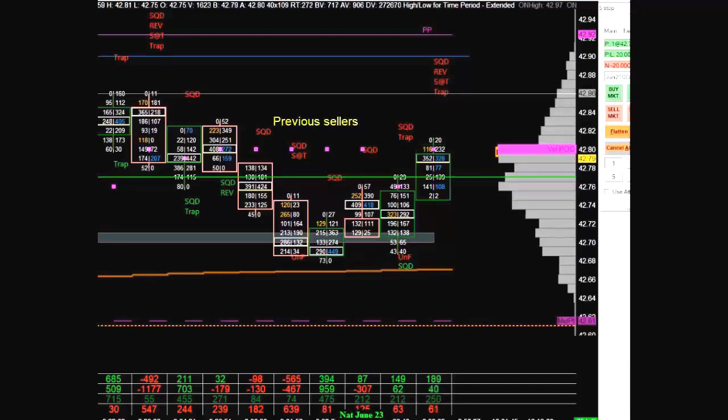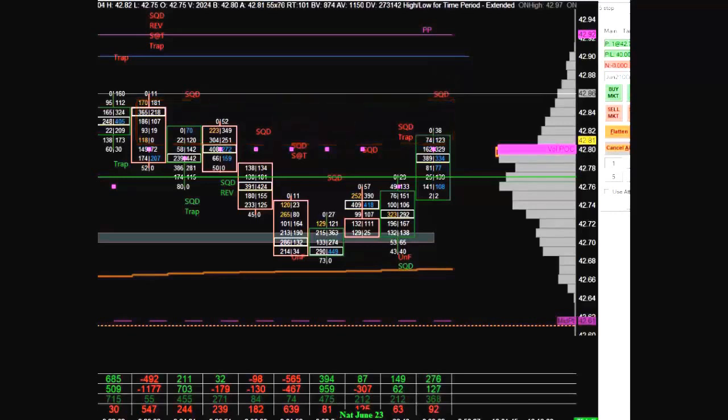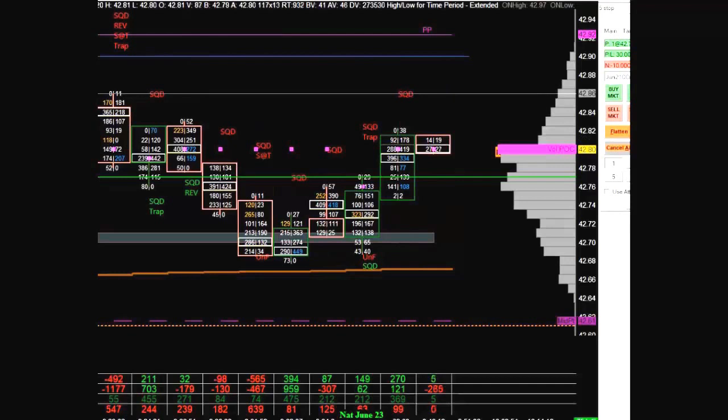Now we're sitting at the volume point of control, which would be your first target or your first risk level. That's where you want to make your adjustments in your stops, moving your finger over to the close button. But you're also looking to see who's going to win this battle between the sellers, the previous sellers, and the new buyers. So there's new buyers coming in. Those are showing in the blue balances.